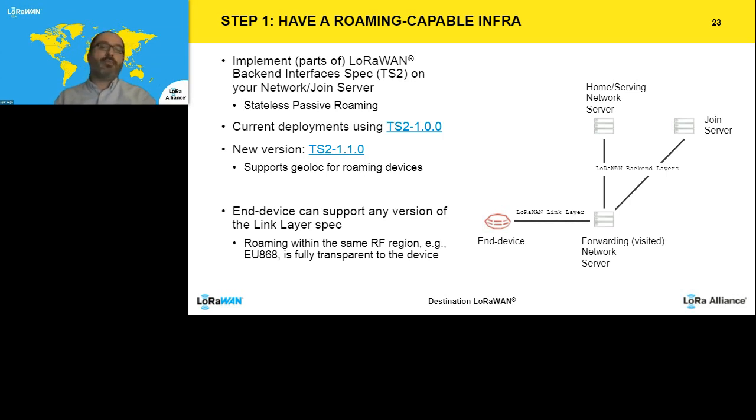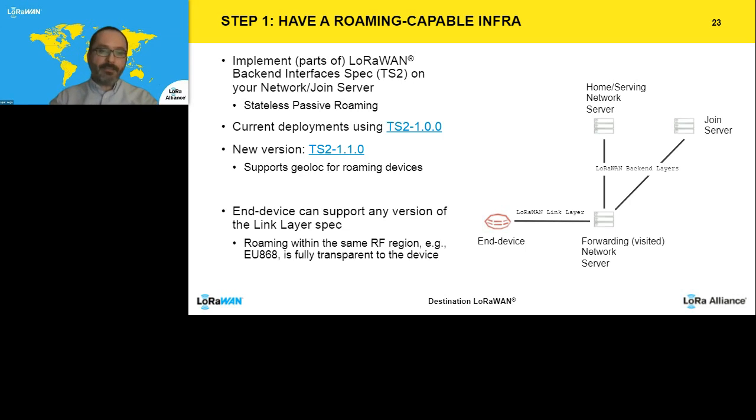Obviously, if the device were to cross the border from, say, EU region to US region, or the Asian regions, or the South Korean region, because the regulations are different, the device needs to be aware of this change of location, and it'll need to use a different regional parameter set. But that is independent of the roaming it's enjoying, which is handled behind the scenes by the network elements. So this is the first step.